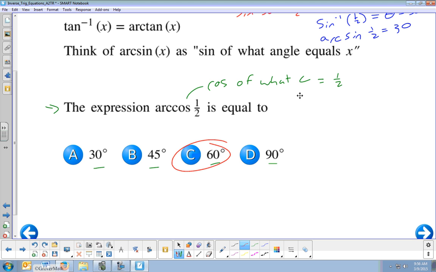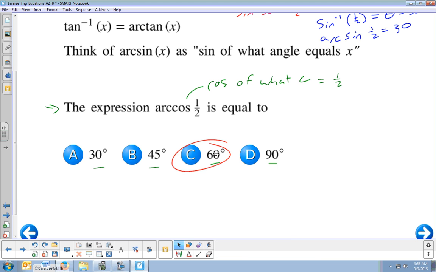Sine is a half at 30, cos is a half at 60. But you can simply type in your calculator second cos, or you can do cos of each of these to see which one gets you that 1/2. Cos 30 is rad 3 over 2, cos 45 is rad 2 over 2, cos 60 is a half, and cos 90, well, that's the x value at 90 degrees, so that would be 0.